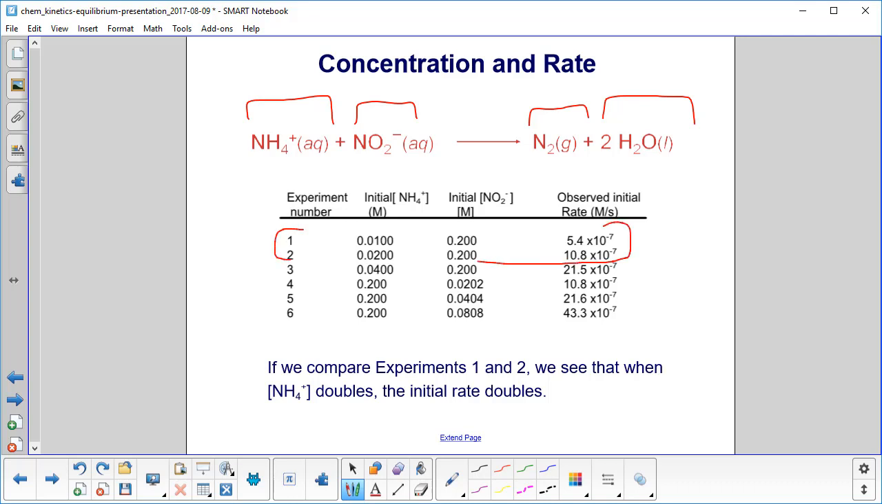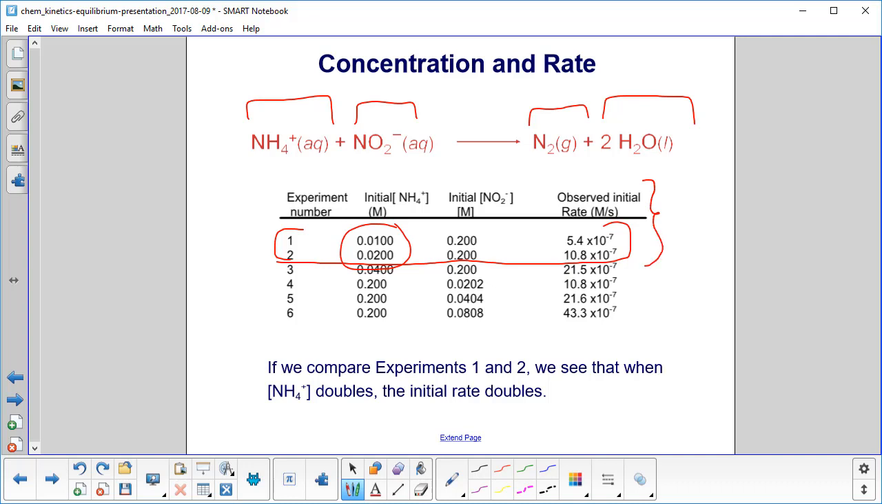Okay, draw a line like that. What's the difference there? Well, we doubled the concentration of ammonium for the second experiment. We went from 0.01 molarity to 0.02. Then we looked at our initial reaction rate. Remember, we use the initial rate because that gives us the most information.